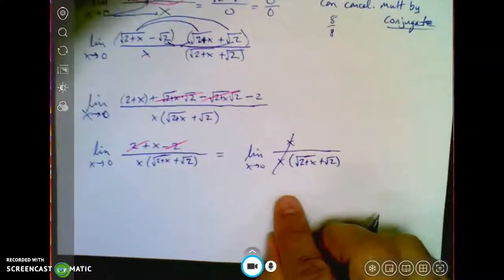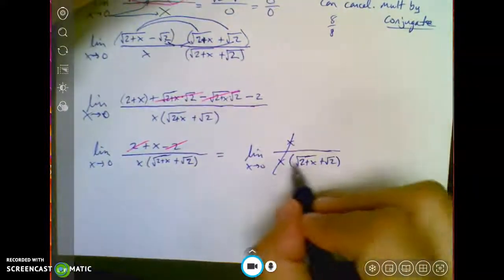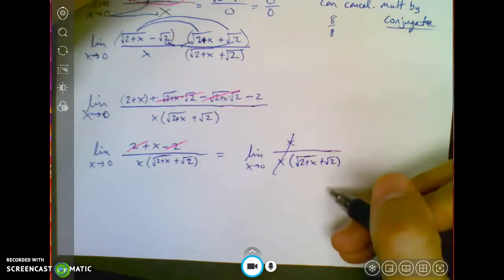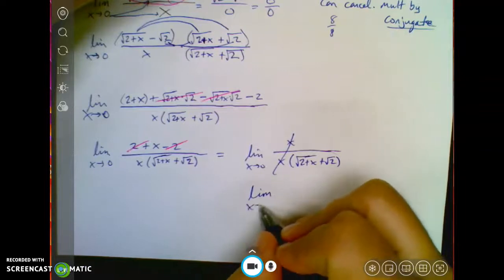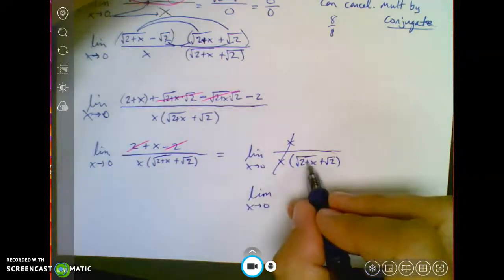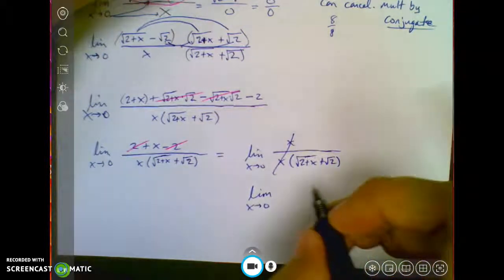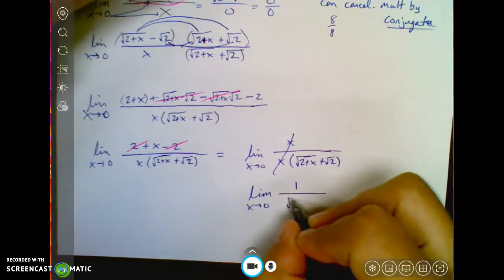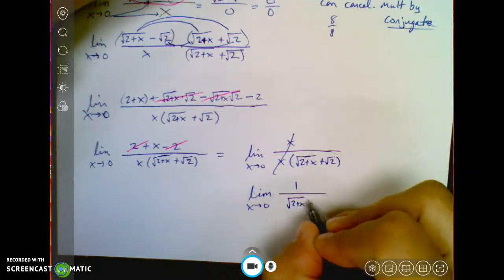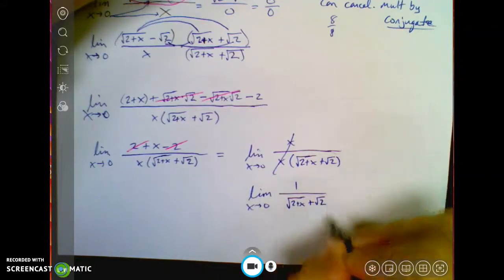Now don't be a rookie here. I have this left over, but see how it's in the bottom? A lot of people will get so excited they got something to cancel that they'll just let this guy float up top. Not allowed to do that. So you're left with 1 over 2 plus x plus 2.